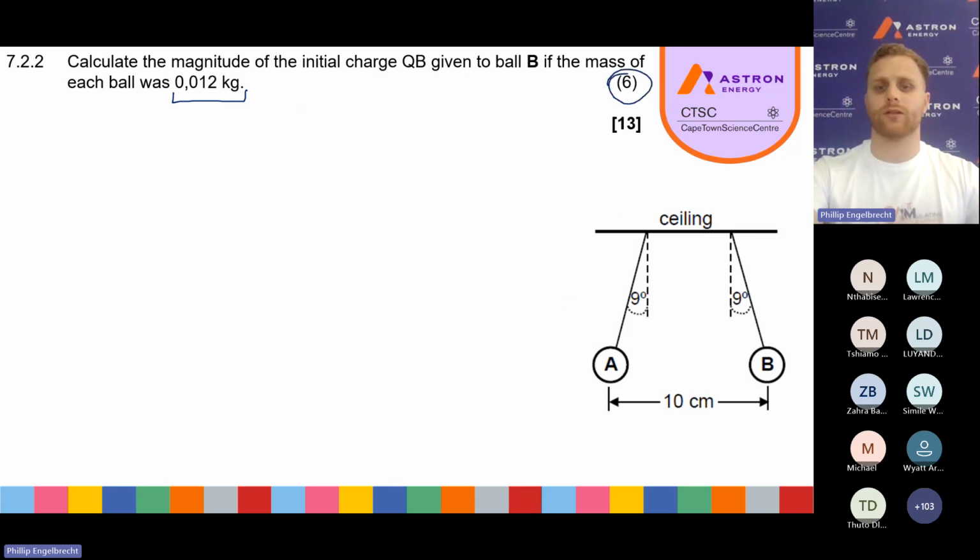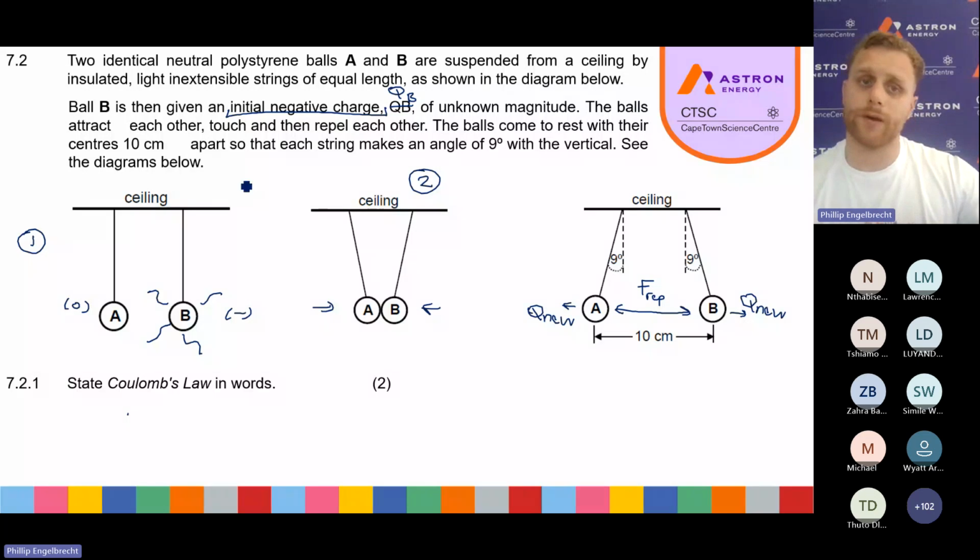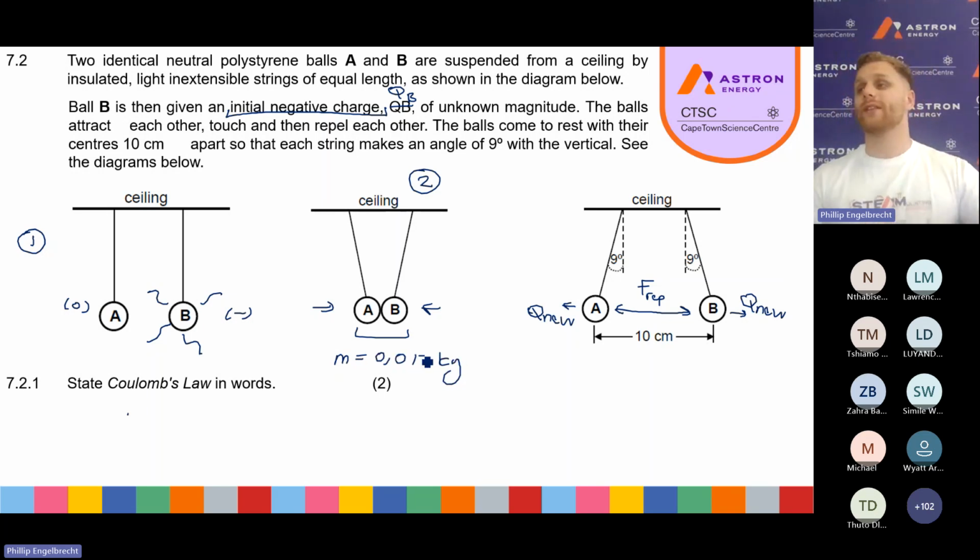So I'm going to take you back to this scenario. Remember the mass of both balls. I'm going to say M is 0.012 kilograms. So that's the mass of ball A is 0.012 kilograms, and the mass of ball B is also 0.012 kilograms.